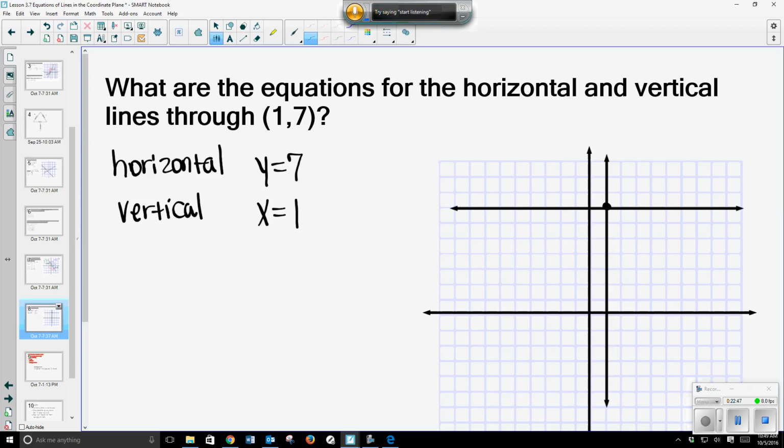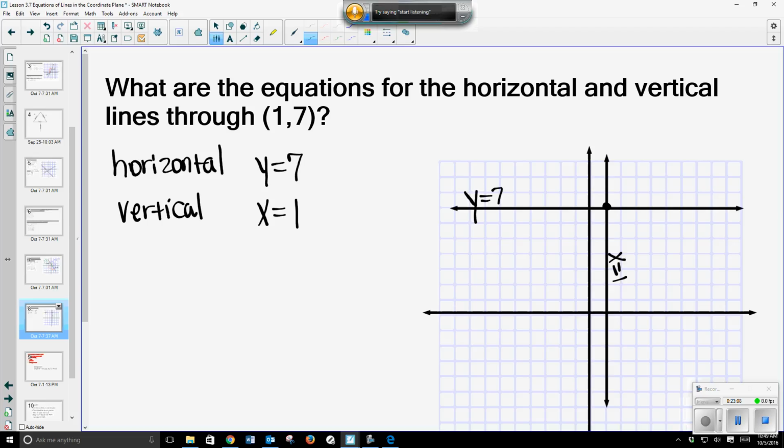So for a horizontal or vertical line, all of your horizontal lines will be y equals whatever number it goes through on the y-axis, which would be for this one 7. Your vertical line is x equals whatever it goes through on the x-axis, and in this case it's 1.